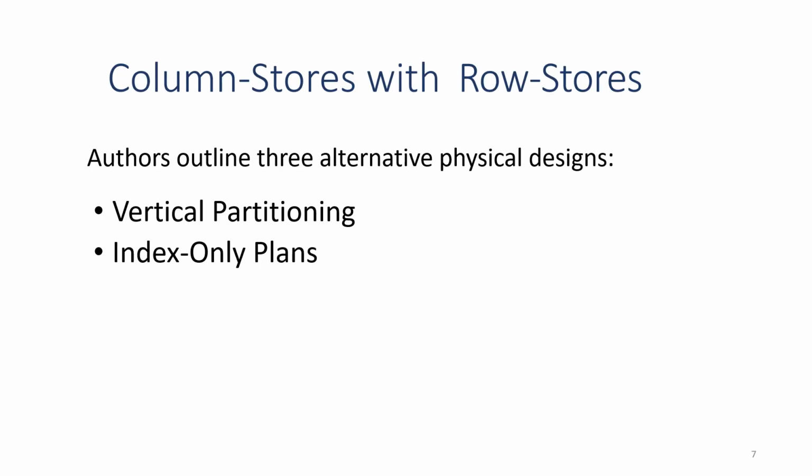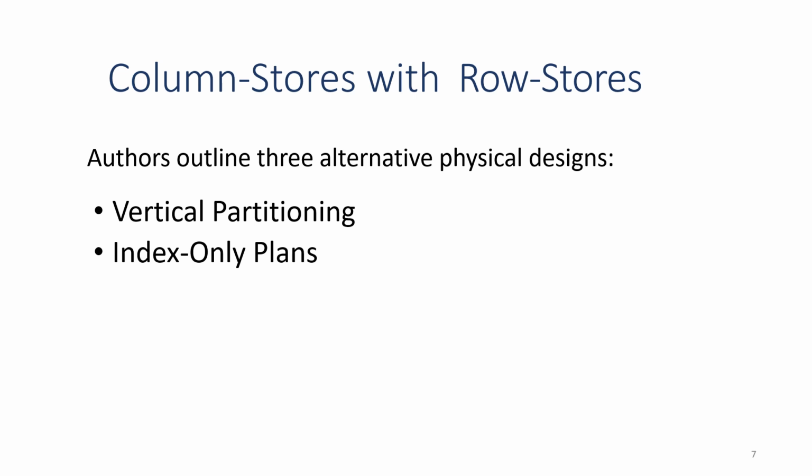Column stores with row stores. The authors outline three alternative physical designs: vertical partitioning, index-only plans. In row stores, vertical partitioning involves dividing the table into subsets of columns. Each subset contains a portion of all the columns in the table. This can be useful for optimizing storage and access patterns, especially if some columns are accessed more frequently than others.